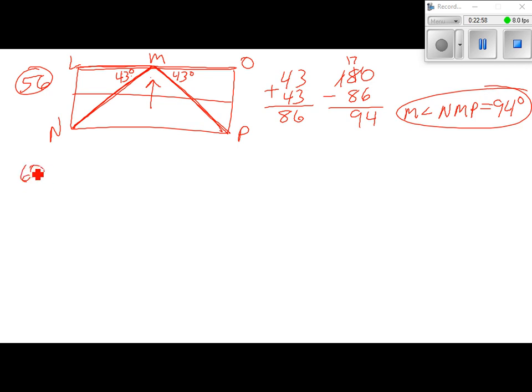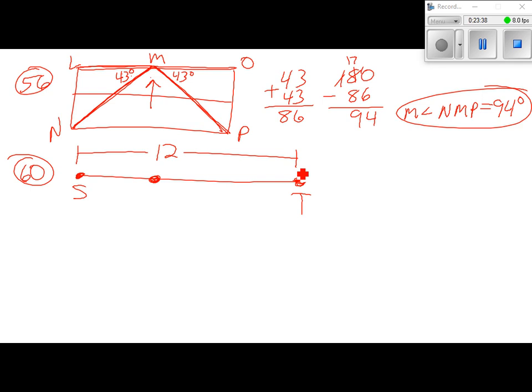Jumping down to number 60. It says if RS equals 7, RT equals 5, and ST equals 12, what is the relationship between R, S, and T? So we're going to draw a segment here, and it's got 3 points on it, and it doesn't have to look perfect. Don't put this point right in the middle because they didn't tell us it bisects it or it's a midpoint or none of that stuff. So if we're looking at this, ST is the longest one, so ST, that's that whole thing. We know it's 12.